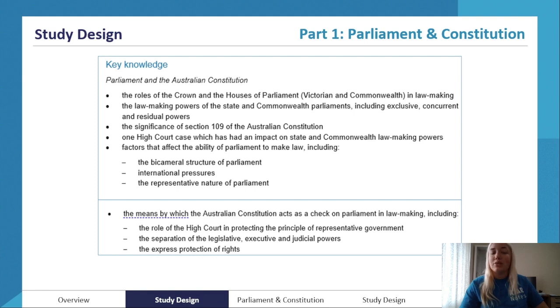So for Parliament and the Australian Constitution, which is our part one, you need to know the roles of the Crown and the Houses of Parliament in lawmaking, and that includes both Victorian and Commonwealth. There is a lot of overlap between these roles, but you also need to be able to differentiate between the upper house and the lower house. The lawmaking powers of the state and Commonwealth parliaments, including exclusive, concurrent, and residual powers. Obviously, this includes being able to provide some examples of each, not only just a definition.